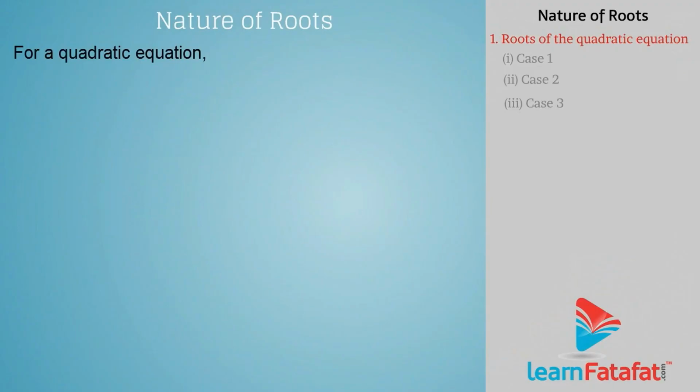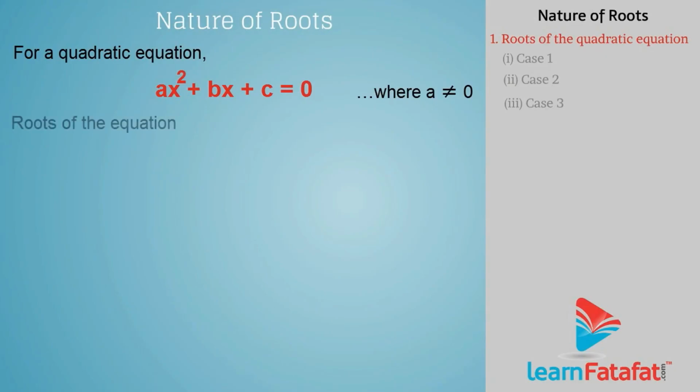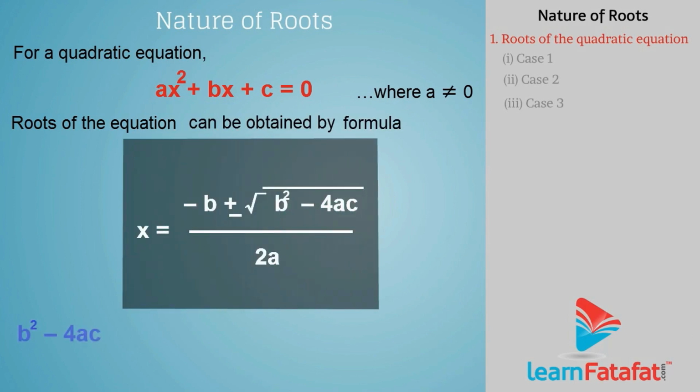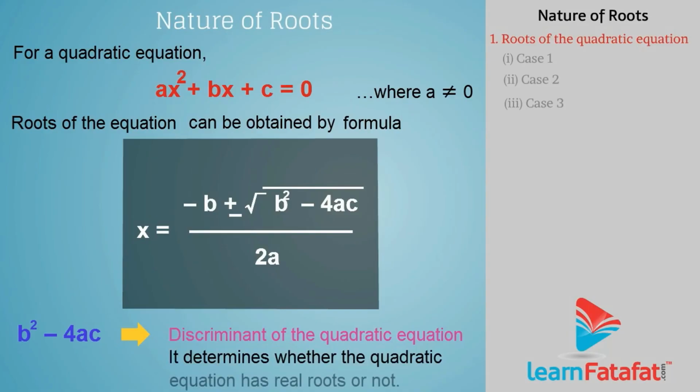Nature of roots. For the quadratic equation of the form ax square plus bx plus c is equal to 0, where a is not equal to 0, roots of the equation are given by the formula x is equal to minus b plus minus square root of b square minus 4ac divided by 2a, where b square minus 4ac is called discriminant of the quadratic equation. It determines whether the quadratic equation has real roots or not.